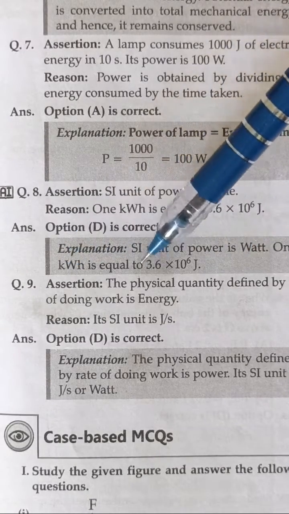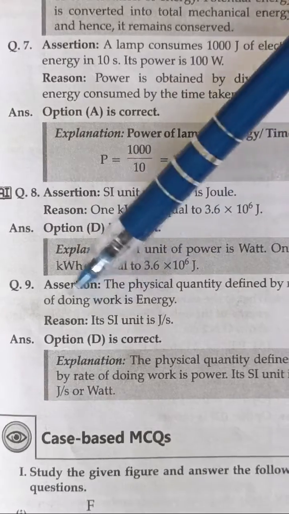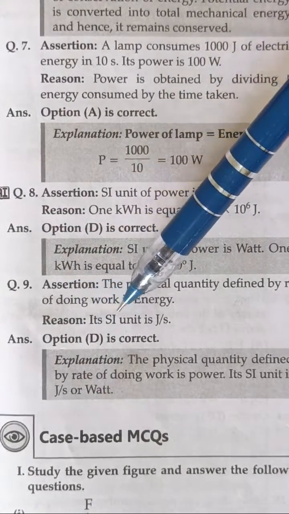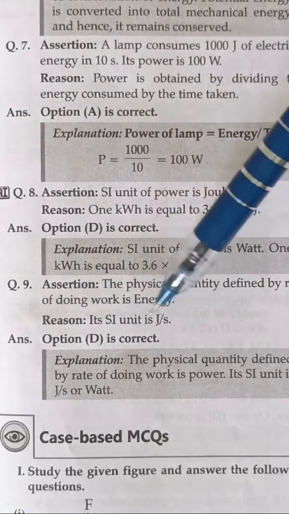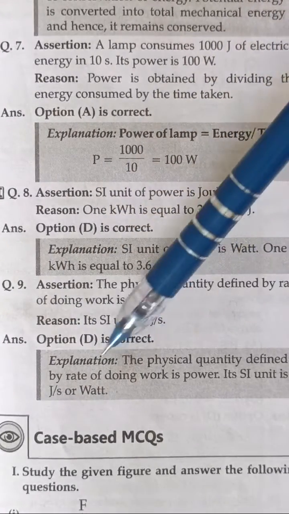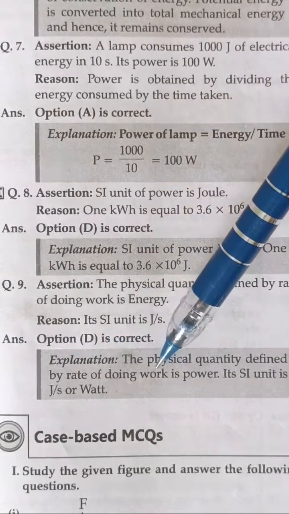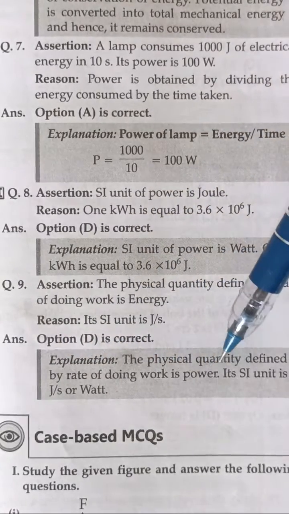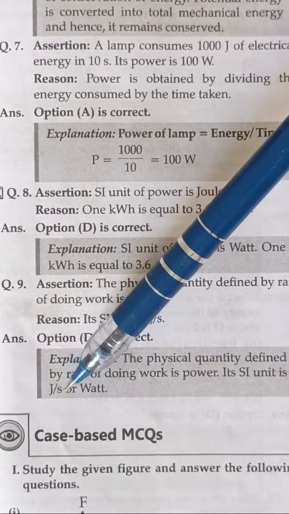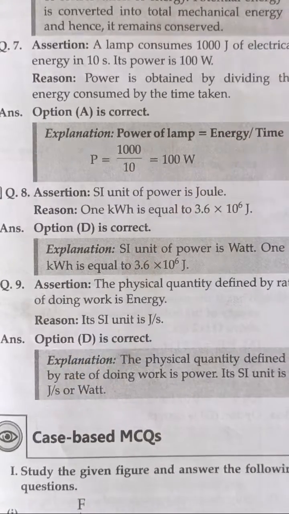Assertion: the physical quantity defined by the rate of doing work is energy. Reason: its SI unit is J upon s. Option D is correct. The physical quantity defined as the rate of doing work is power. Its SI unit is joule upon second, or watts.